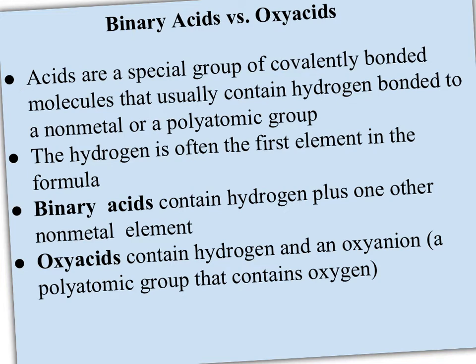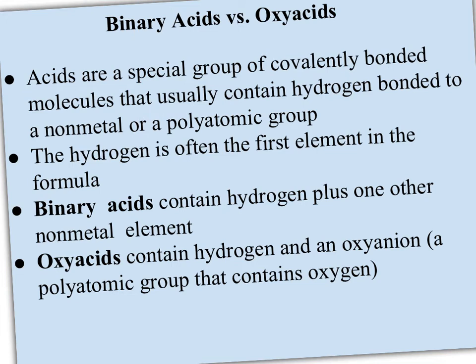Then there's a special group of covalently bonded molecules. Some of them are binary and some of them are not. Acids are a special group of covalently bonded molecules that usually contain hydrogen bonded to a nonmetal or a polyatomic group. And the hydrogen is often the first element given in the formula. That's one way you can recognize acids quite often. So things like HCl, HNO3, H2SO4. Now, of course, H2O, water, is the exception. Hydrogen's at the beginning, and we don't think of water as an acid because it's not.